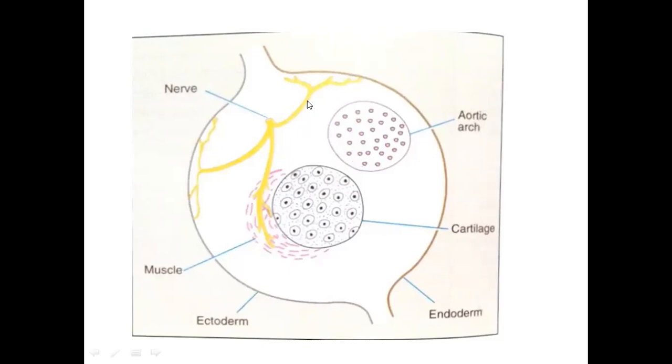In this way, later on we concentrate on the endodermal pouches here and the ectodermal clefts here. So first, concentrating on the pharyngeal arches, these are the structures derived from a single pharyngeal arch.